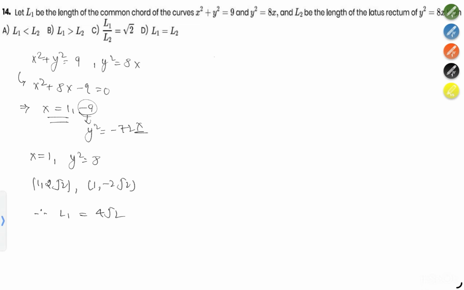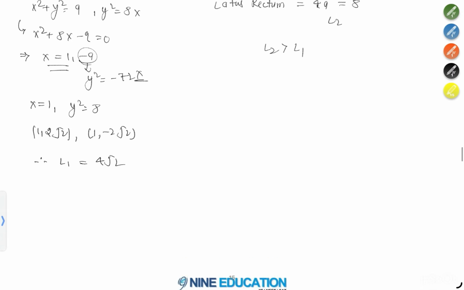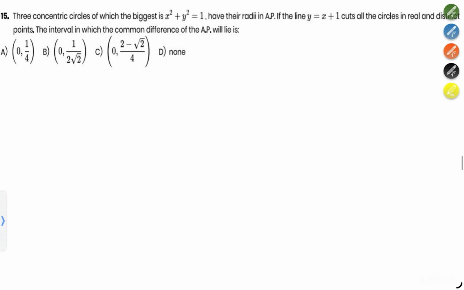Second thing, let us reckon L2, which is 4 times of a, which is given to be 8. That is L2. So clearly we can say that L2 is greater than L1. A must be the correct answer that we will have here. So let's move to question number 15.